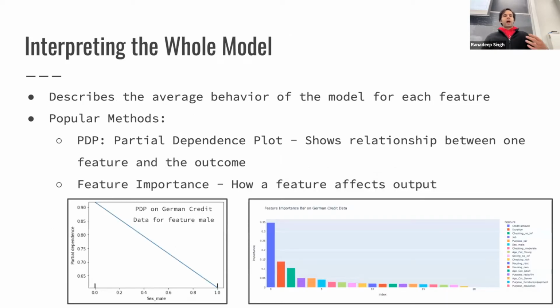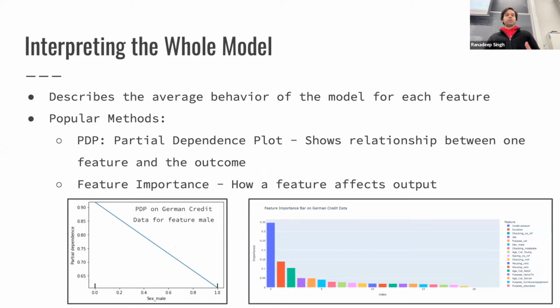So yeah, let's talk about how we actually interpret the model. There are two ways. One, you can interpret the whole model. You can see how important a particular feature is to do a prediction, or how important one particular feature is given the output. So there are two popular methods for this.